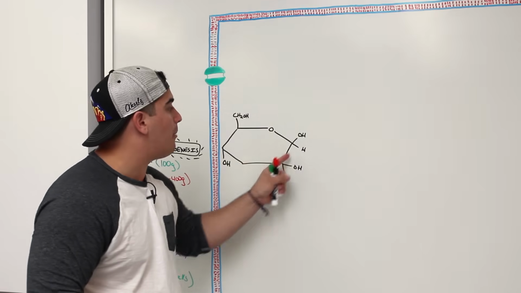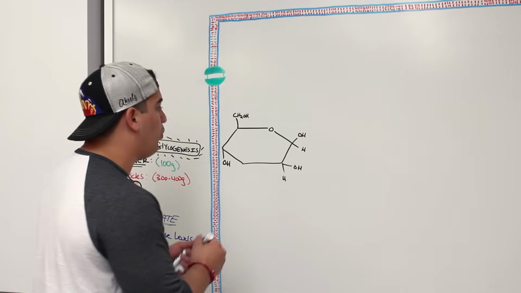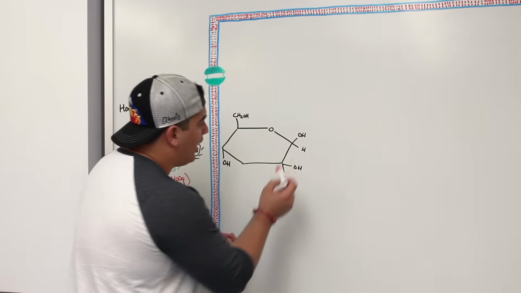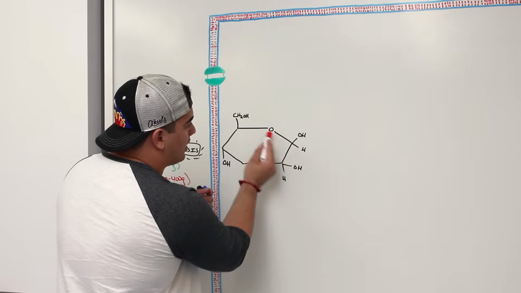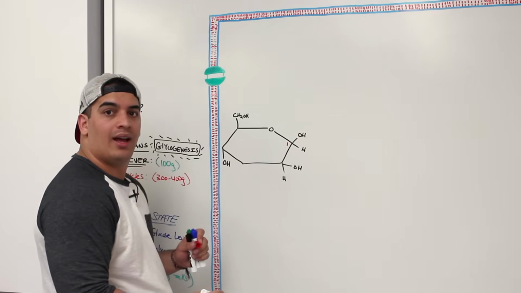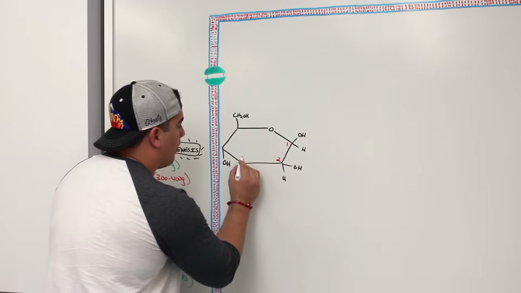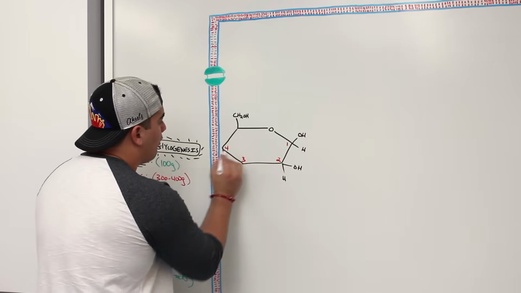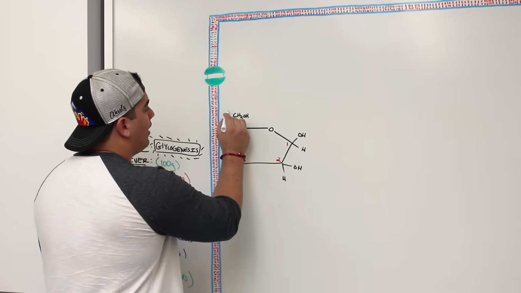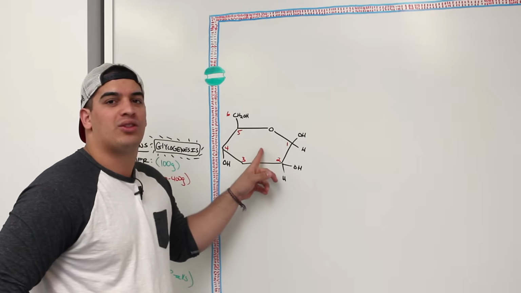Now what I'm going to do is number the carbons, because the number of the carbon is going to be the specific point that we want to understand. So let's say this one right there, right next to the oxygen, is the number 1 carbon. Okay? That's the number 1 carbon. This is the number 2 carbon, number 3 carbon, number 4 carbon, 5 carbon, and 6 carbon.